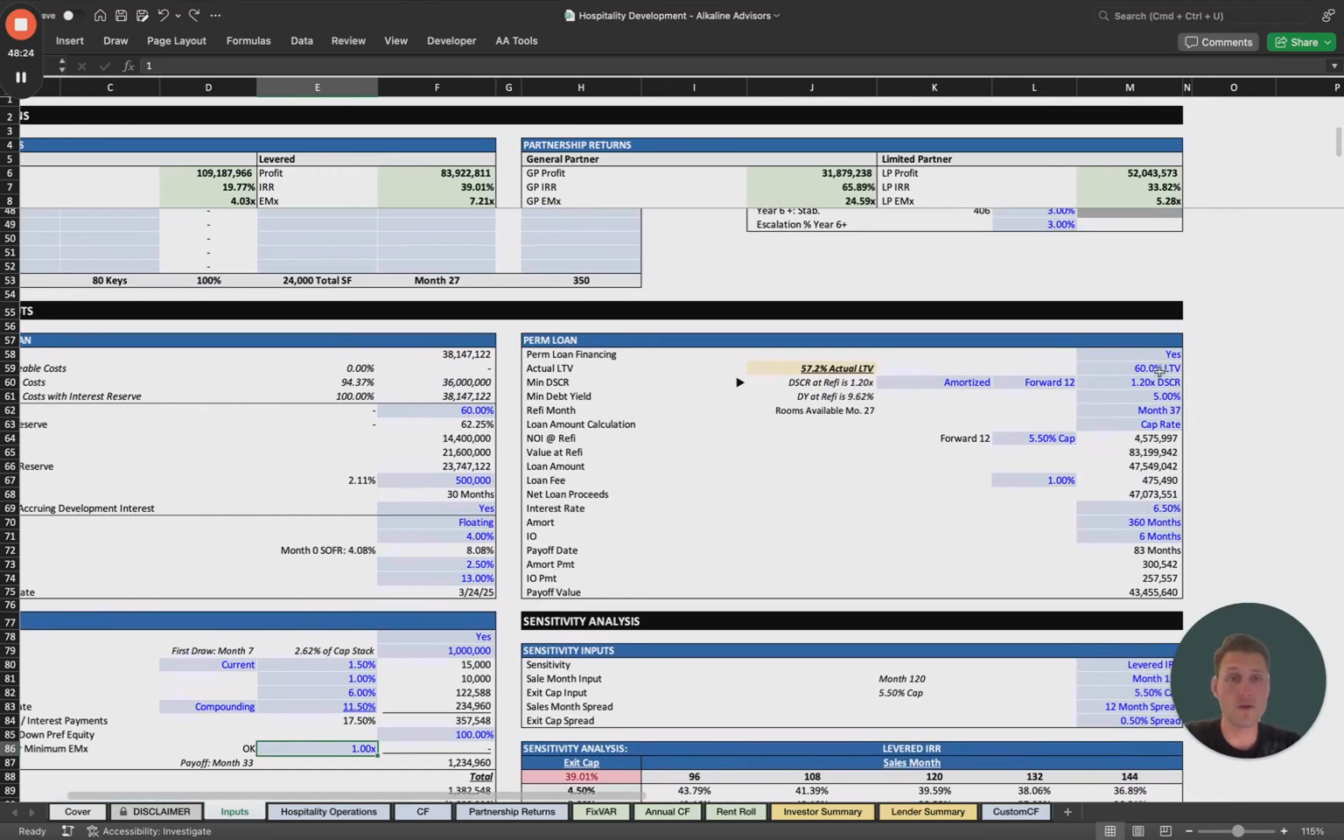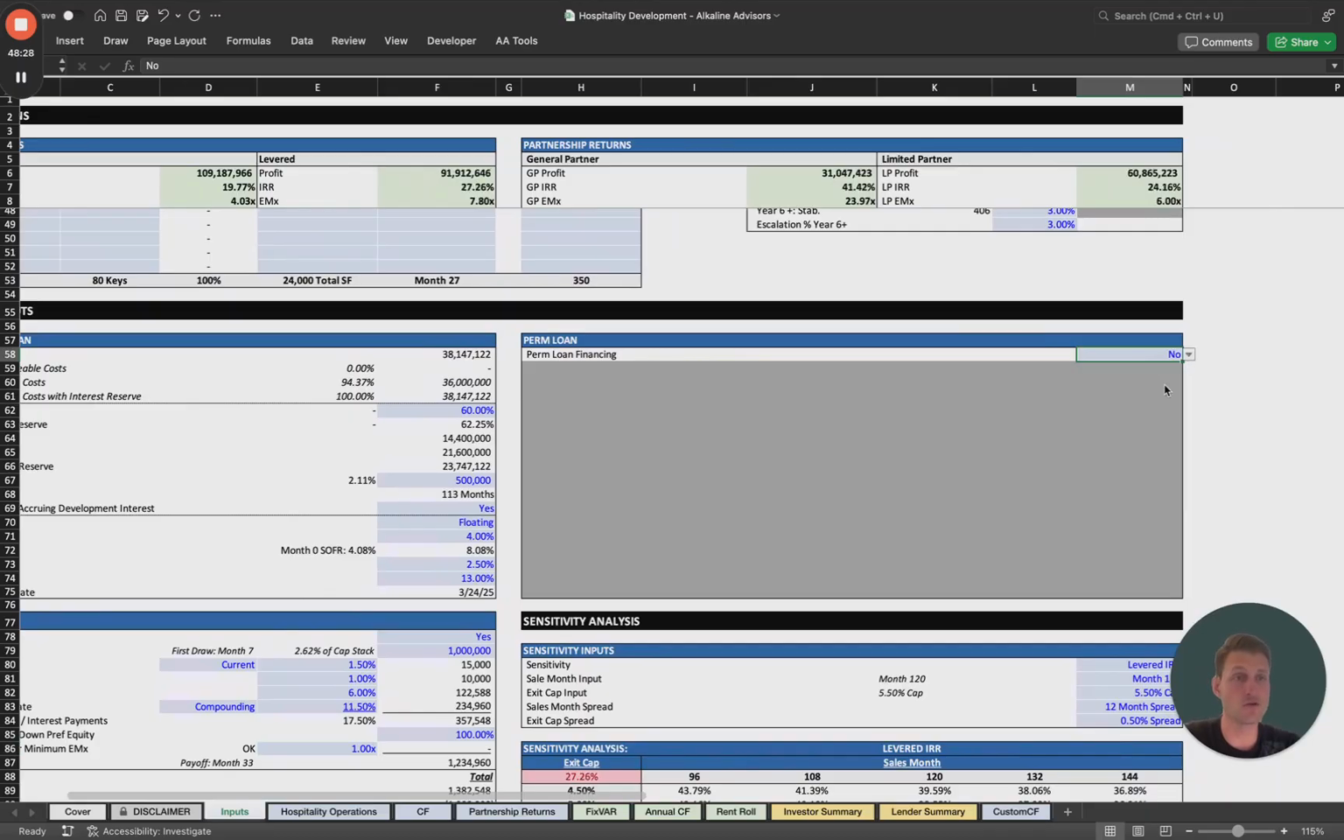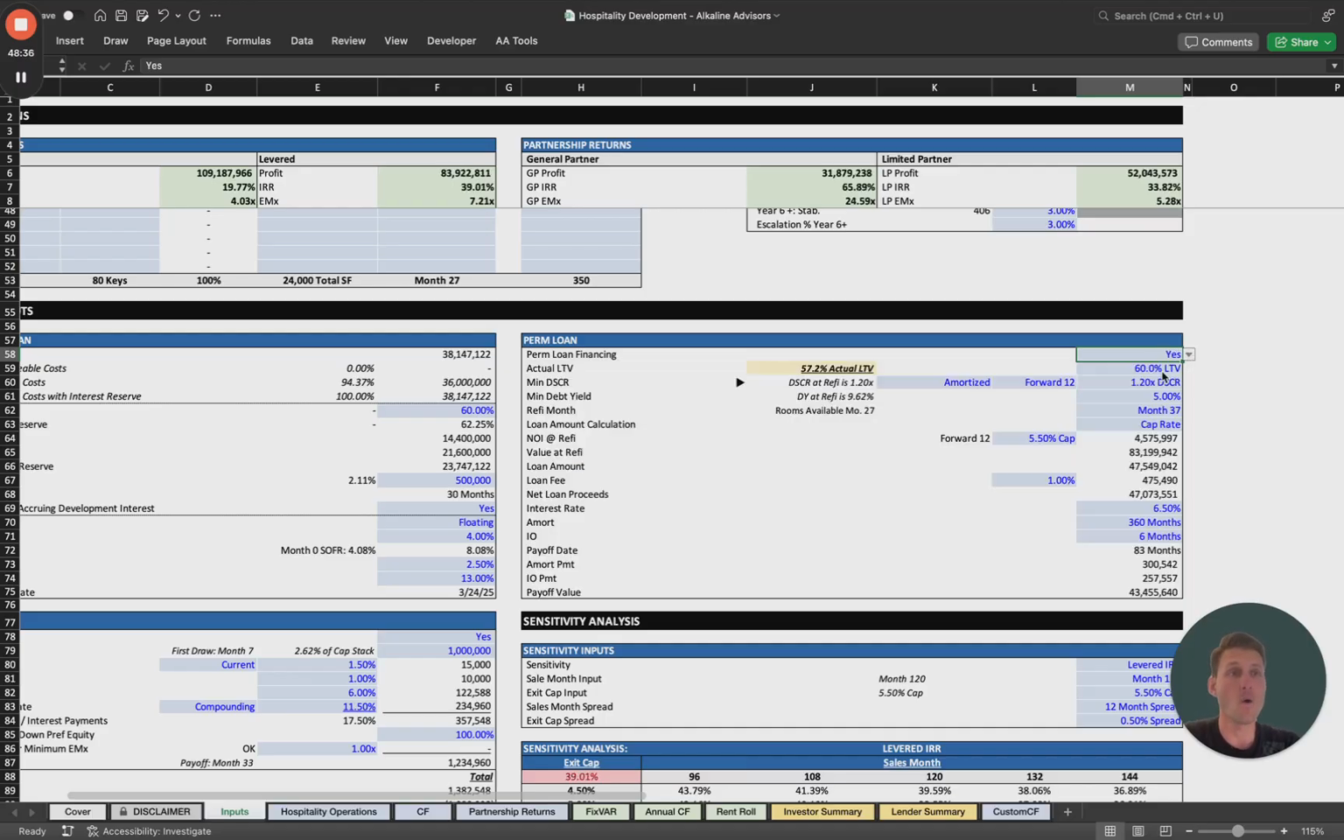And then finally, we have perm financing. So if you plan on building and then selling, you'll use proceeds from sale to pay off the construction loan. You can make this no, so that you don't have perm financing. Or you can toggle this yes. And if you toggle this yes, then you will have perm financing. You will choose what your loan to value is.